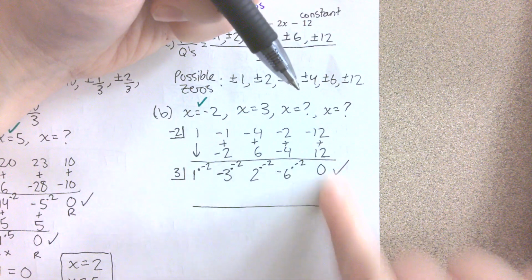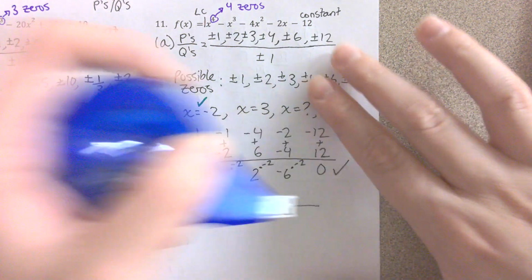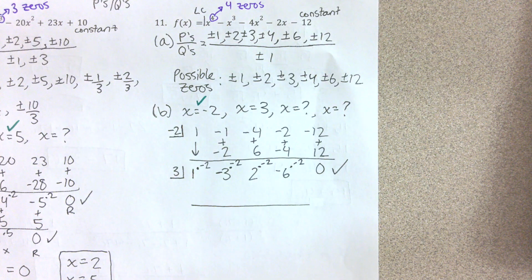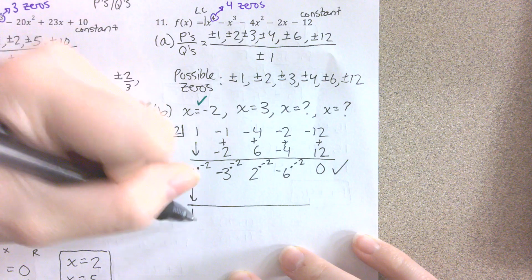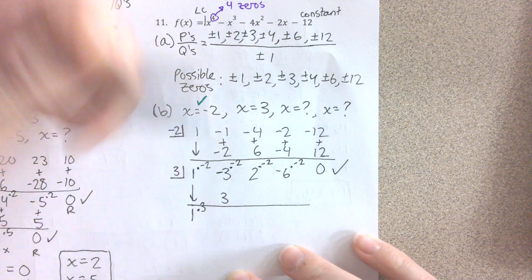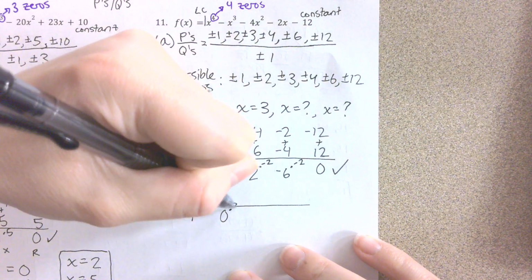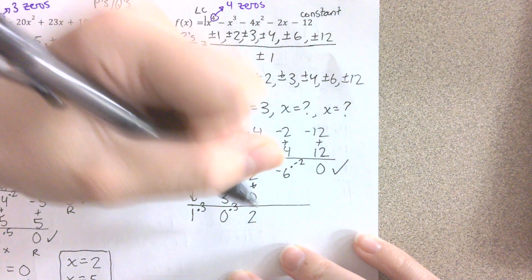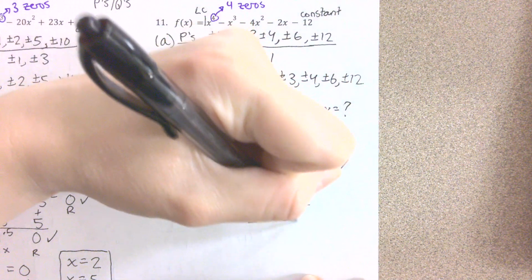And I didn't mean to go that far, but I'm not going to take it out to the 0. Let me mark that off real quick. There we go. All right, bring down the 1. 1 times 3 is 3. Negative 3 plus 3 is 0. 0 times 3, well, that's still going to be 0. 2 plus 0 is 2. 2 times 3 is 6. Negative 6 plus 6, 0, like it's supposed to be.